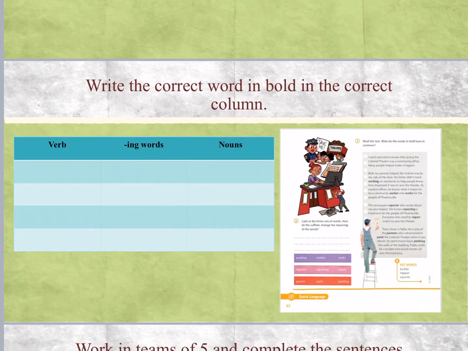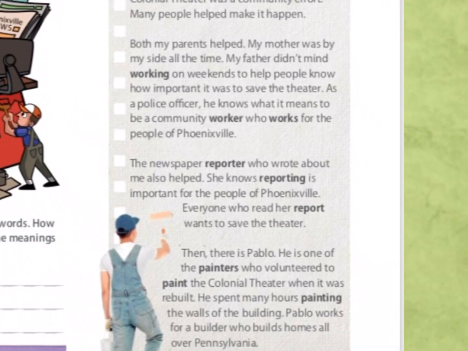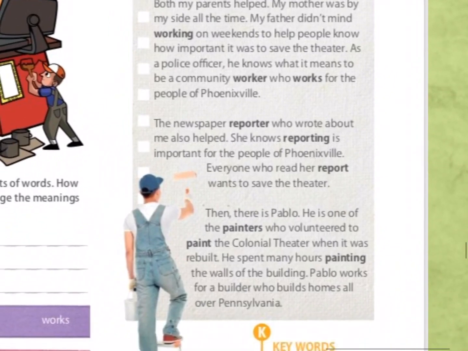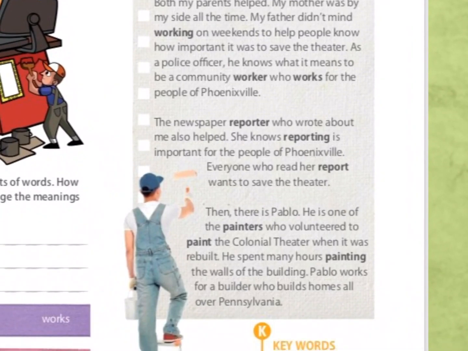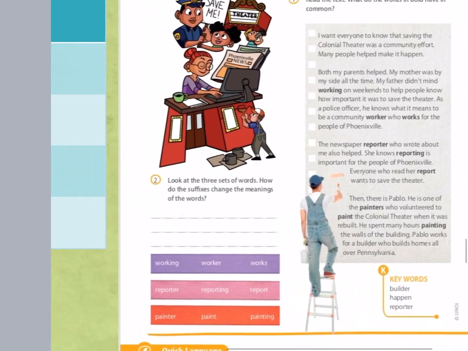Now let's go to this activity, where you need to write the correct word in bold in the correct column. So basically the words in bold are the ones with black color, such as working, worker, works, reporter, reporting, report, painters, paint, and painting. Those are the words that you need to write down in the columns here, on the chart.